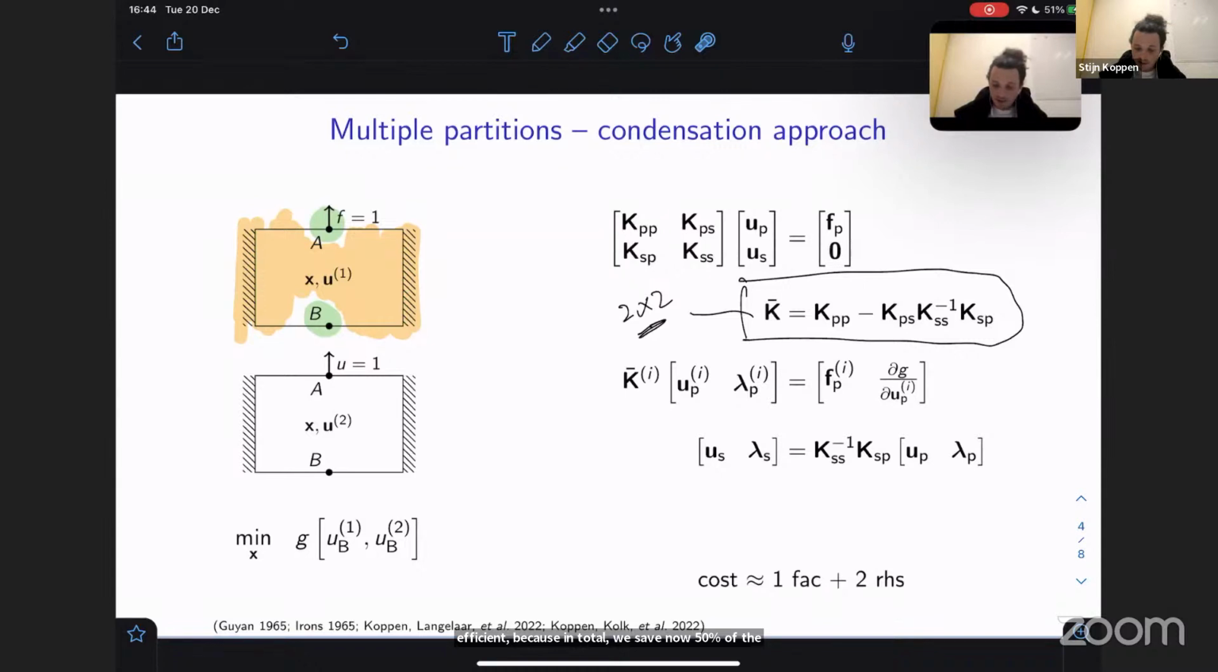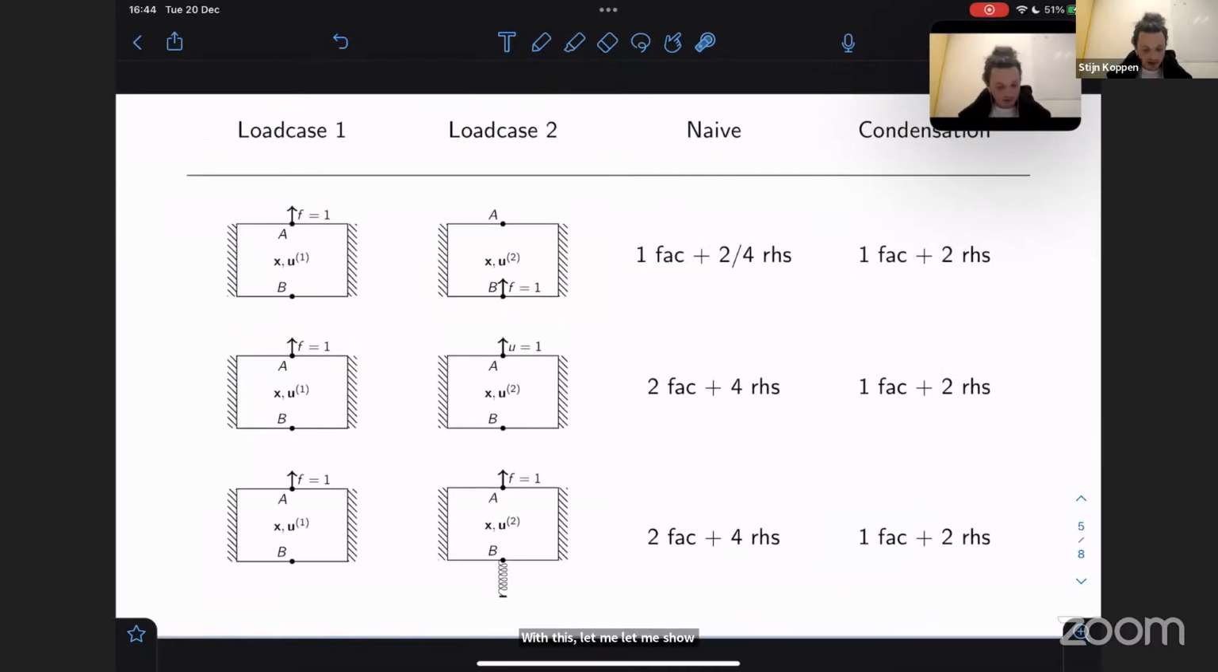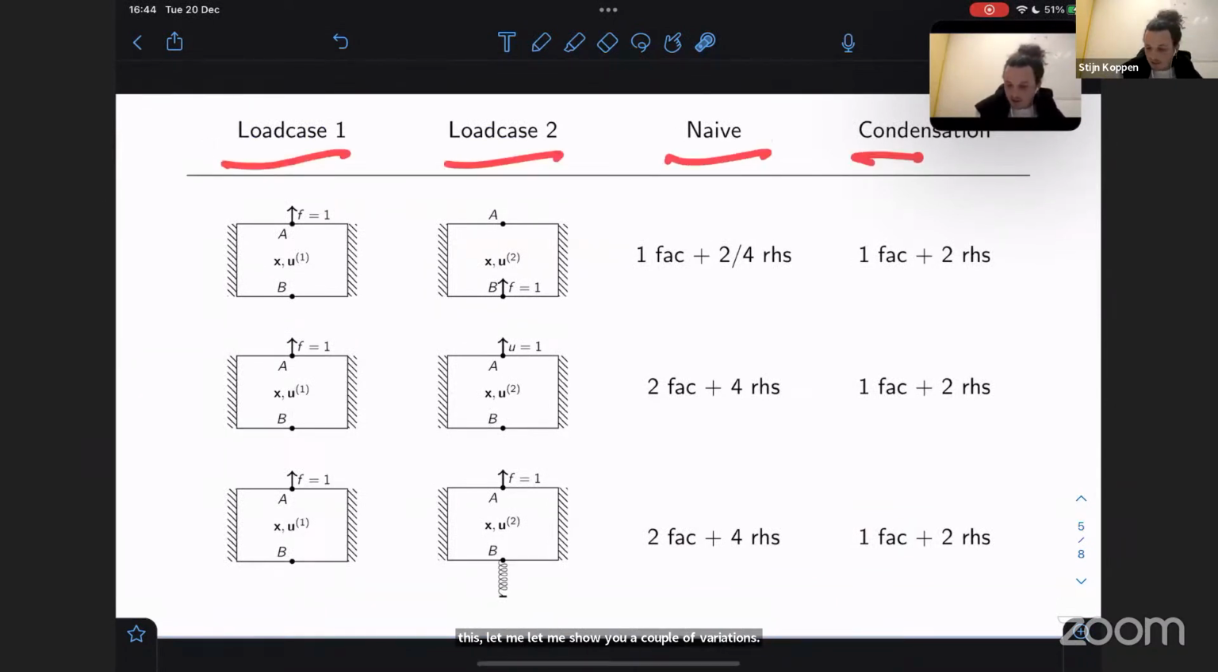Obviously, there are some specifications your problem has to satisfy in order to get this type of gain. With this, let me show you a couple of variations. So we have here the 2 load cases, the naive approach and the condensation approach. And we see for a typical problem, if we have an applied load here at point A, and for the second load case, we have an applied load at B, those 2 have the same partition. And therefore, the gain that you can achieve is relatively small.